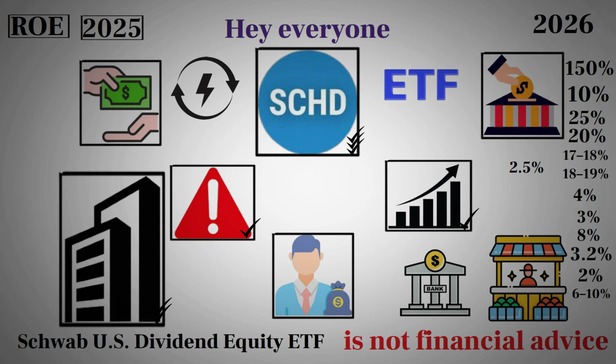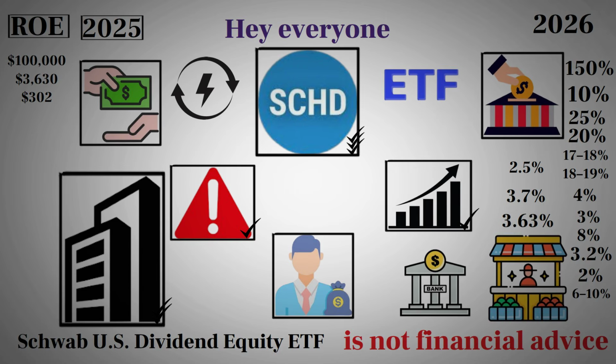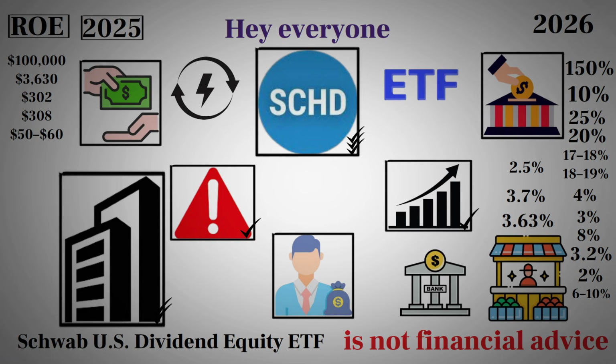Let's put this in perspective. With $100,000 invested at a 3.63% yield, you earn about $3,630 per year, or roughly $302 per month. If the yield rises modestly to 3.7%, monthly income increases to about $308. That's a small bump now, but compounded over time, strong dividend growth could increase monthly income by $50–60 within a few years. Here's how to approach SCHD reconstitution.